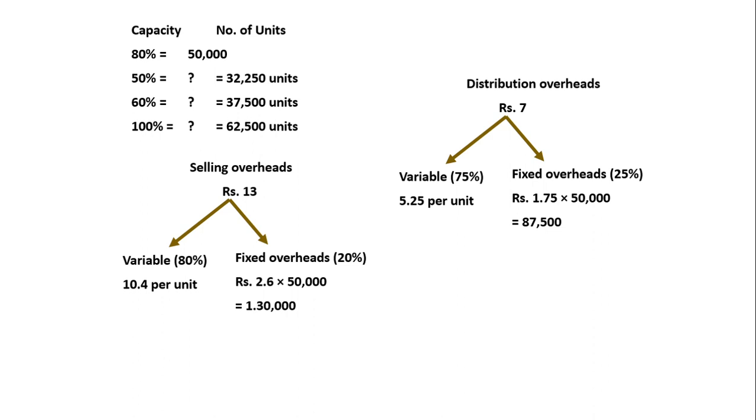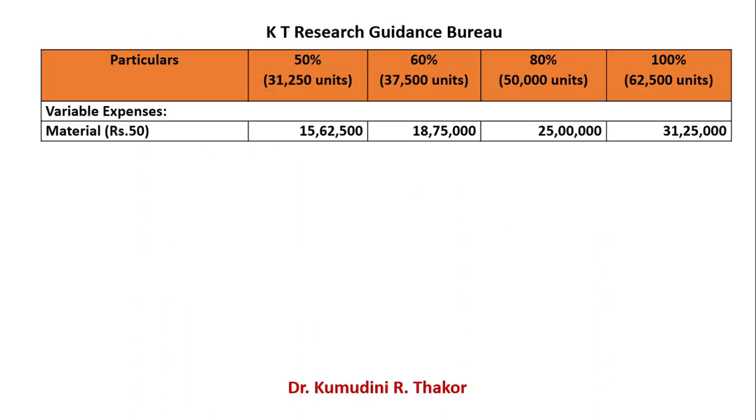Now let's try to understand how we can prepare a flexible budget. In that one, for 50%, 60%, 80% and 100% capacity, you have to prepare a budget. At 50%, your units you find out 31,250. For 60%, 37,500. Same way for 80%, 50,000 and for 100%, 62,500. First of all, consider variable expenses.